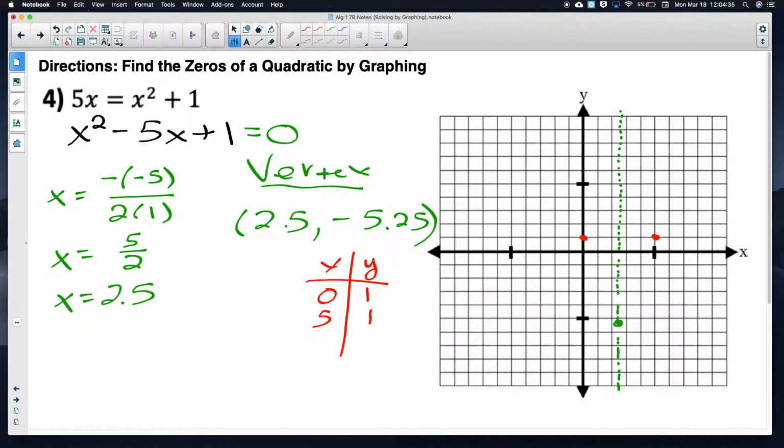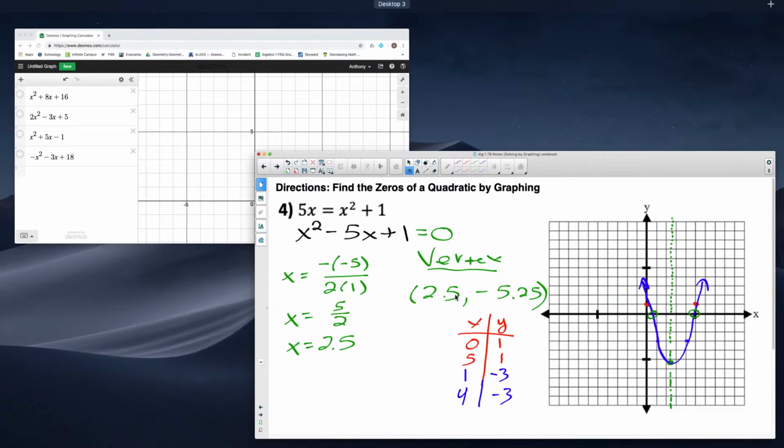So let's also plug in 1. When I plug in 1, I'm going to get out negative 3. So I get right here. So because of symmetry, I know that when I plug in 4, I'm going to get out negative 3. Okay, so if I graph this, I can tell that my solutions are going to be between 0 and 1 and between 4 and 5. So to figure out what they're going to be exactly, I'm going to go to Desmos.